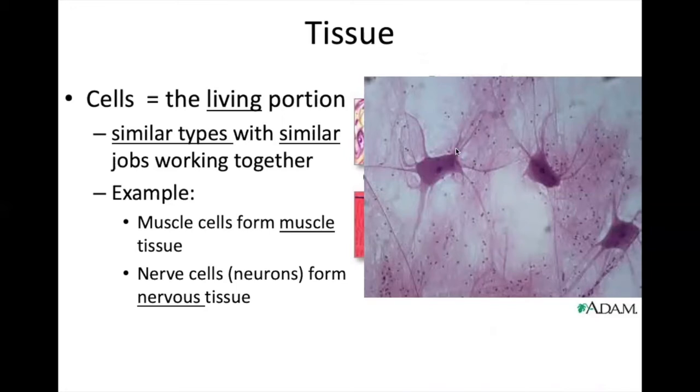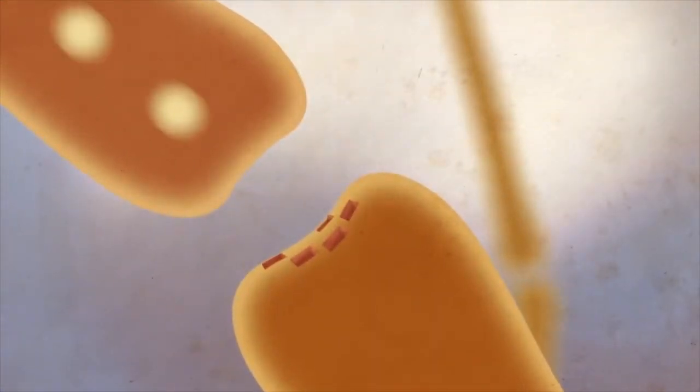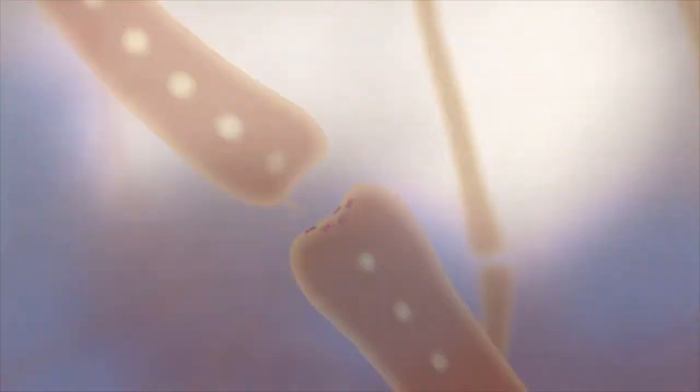You can see that they're branching out, reaching out. They're not just the cell you learned in Bio 1, but they have added pieces so they can reach out and communicate with each other. That's a nerve cell's job, is to send information, to communicate.